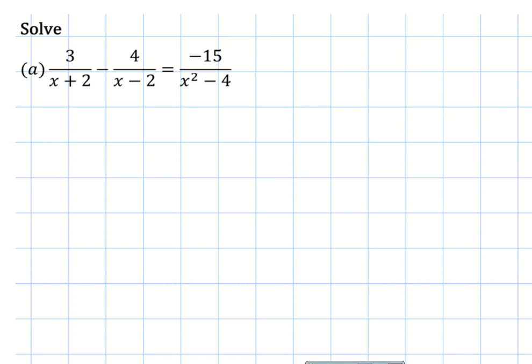Let's solve 3 divided by x plus 2 minus 4 divided by x minus 2 equals negative 15 divided by x squared minus 4. Let's look at the denominator. It looks as if I'm looking at a squared minus b squared, which factors as a plus b and a minus b.